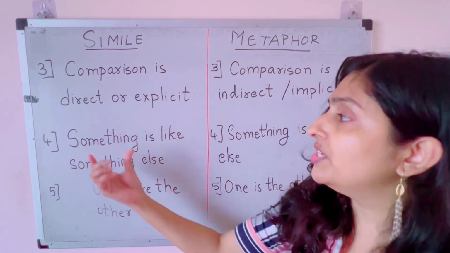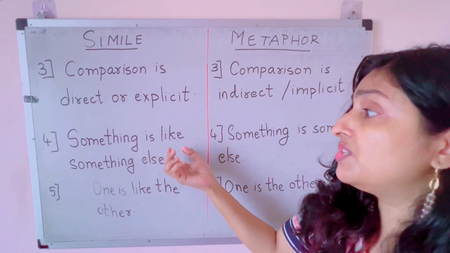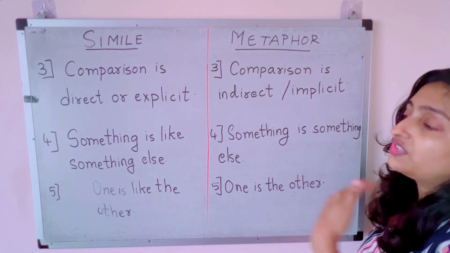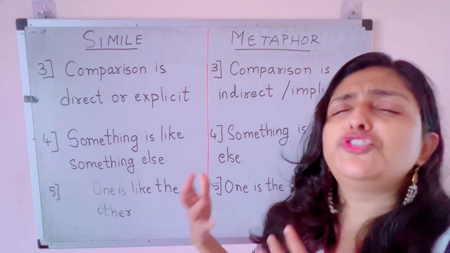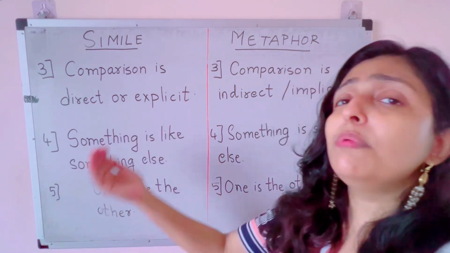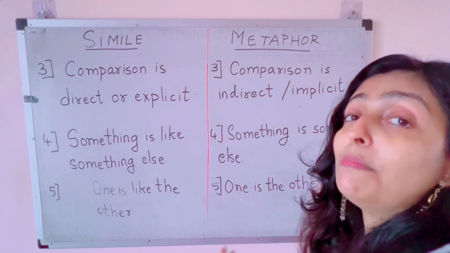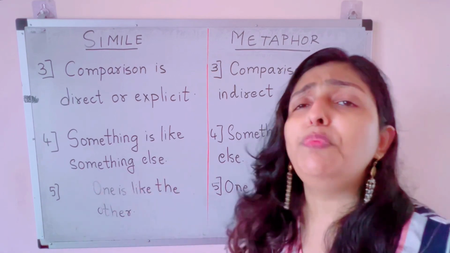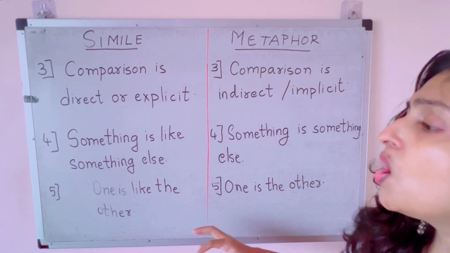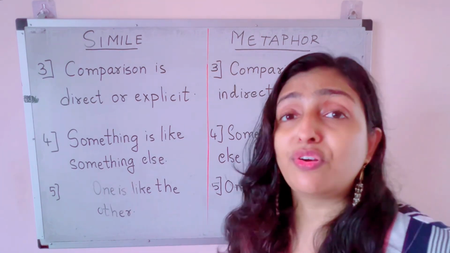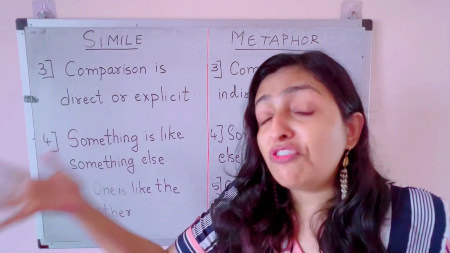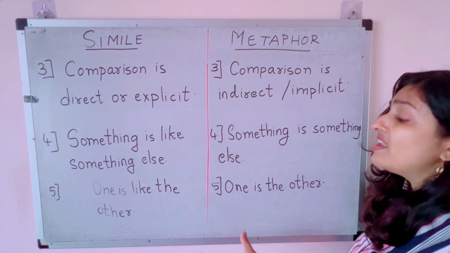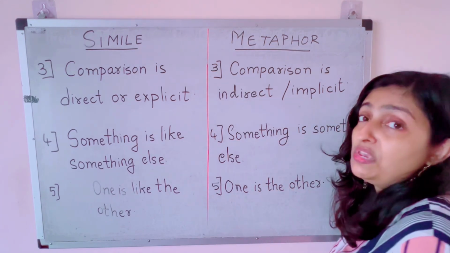The next point: in simile, something is like something else. In metaphor, something is something else. As I said, she is like a rose in simile becomes she is a rose in metaphor. A is like B in simile, whereas A is B in metaphor. One is like the other, a comparison between two different entities or objects. And in metaphor, one is the other. A is B.